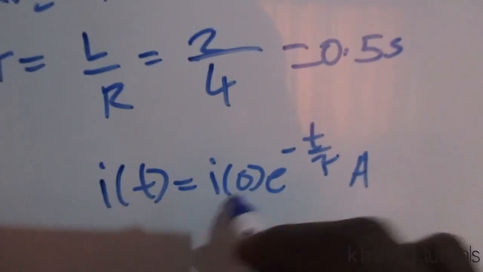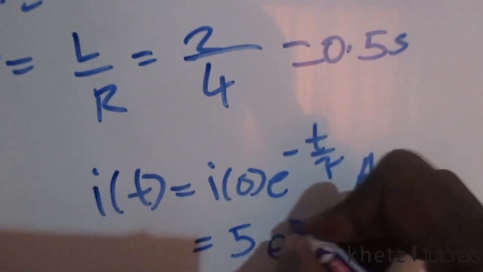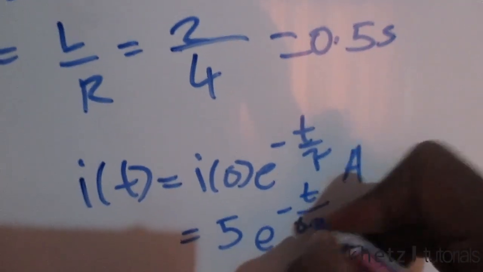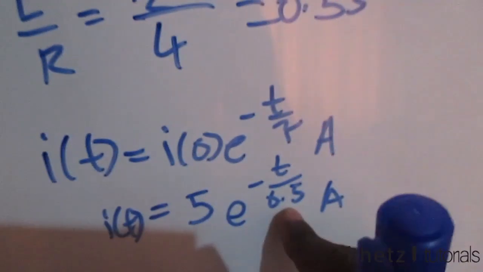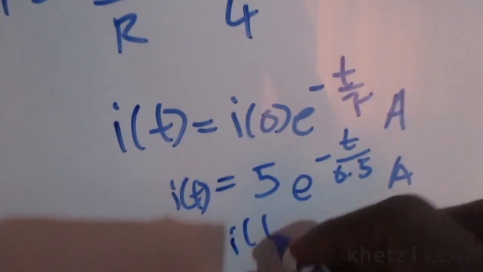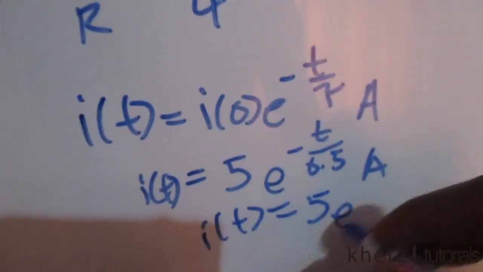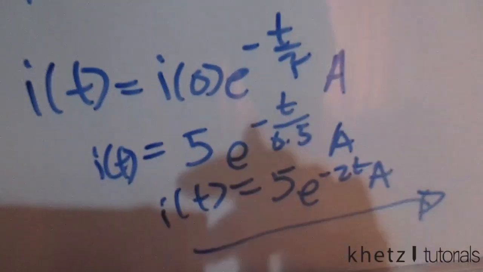Now we have our initial condition, which we found to be 5 amperes. We have our time constant, which we found to be 0.5, and then amperes as the units. Now I can just divide 1 by 0.5, which is 2. And therefore, our i(t) is 5e to the negative 2t amperes.